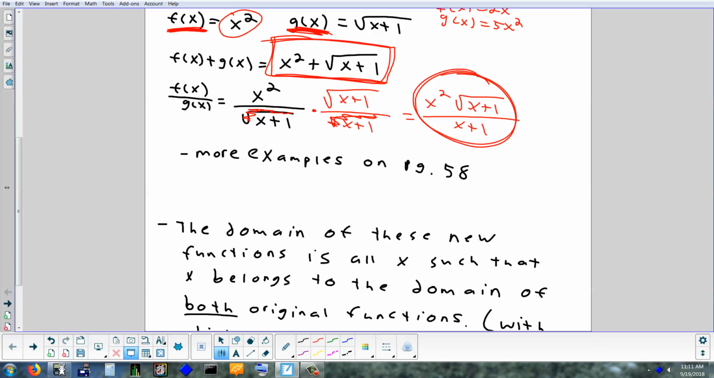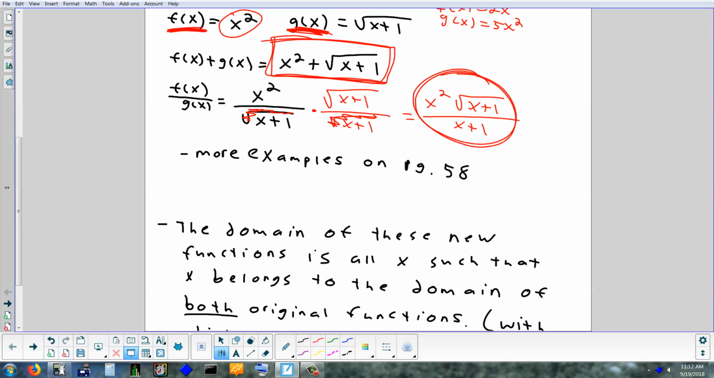The only two things you have to be careful about is if you have a square root, because you're not allowed to take the square root of what kind of number? Negative. So if you have a square root, you got to be careful. And when you have a fraction, you're not allowed to divide by what number? 0. Those are the only two things you have to be careful with.